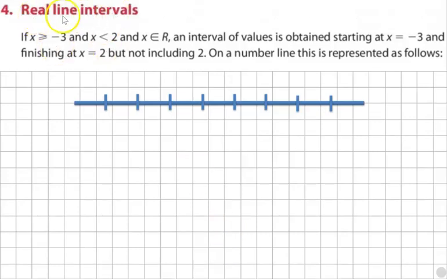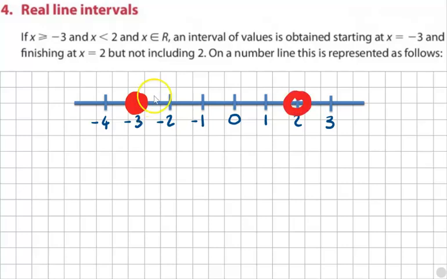Real line intervals. If x is greater than or equal to -3 and x is less than 2 and x is an element of the real number set, an interval of values is obtained starting at x equal to -3 and finishing at x equal to 2, but not including 2. On a number line, this is represented as follows. So I have my numbers. I'm going to draw a full steering wheel at -3, an empty steering wheel at 2, and I join them together with a thick line.